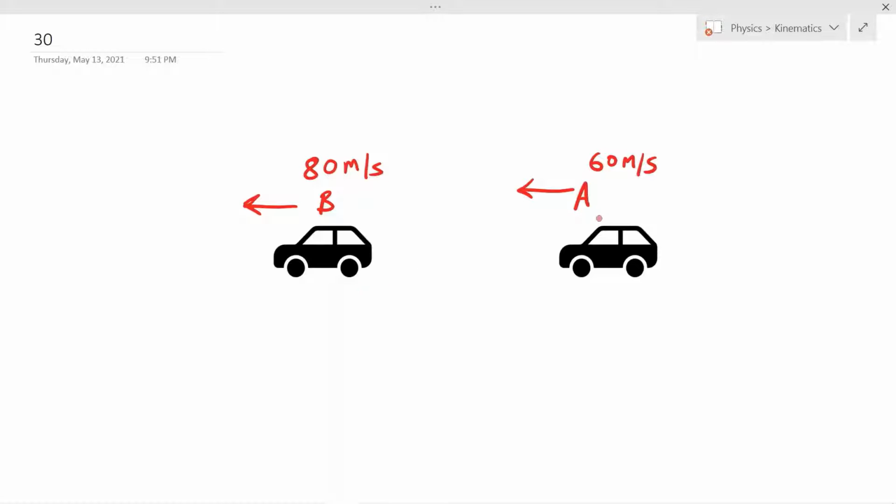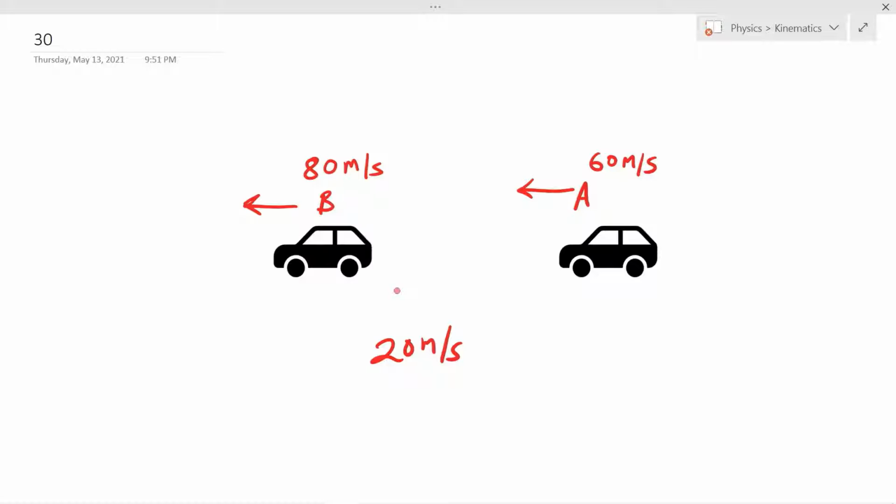Now for car A, car B will not appear to move with the velocity 80 meters per second towards left. It will indeed appear to move with the velocity 20 meters per second towards left, because car A already has a velocity which is 60 meters per second towards left.